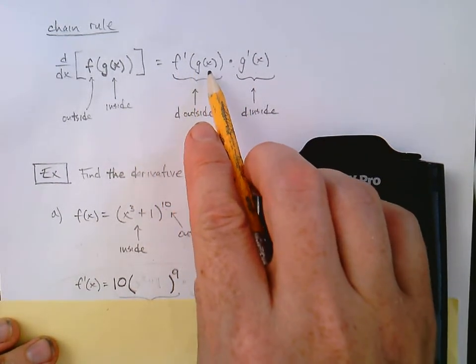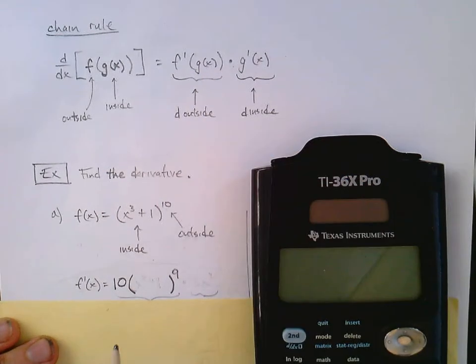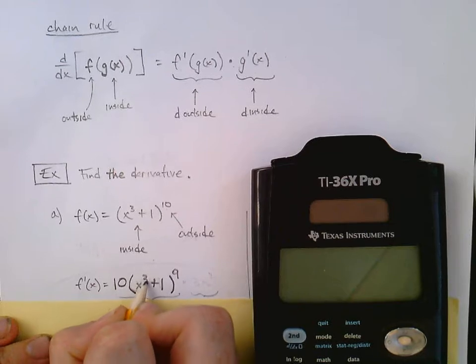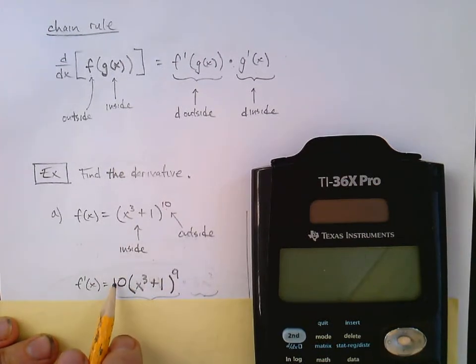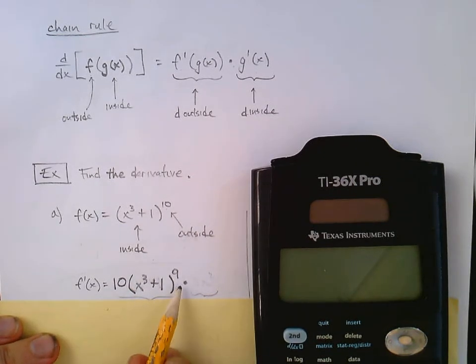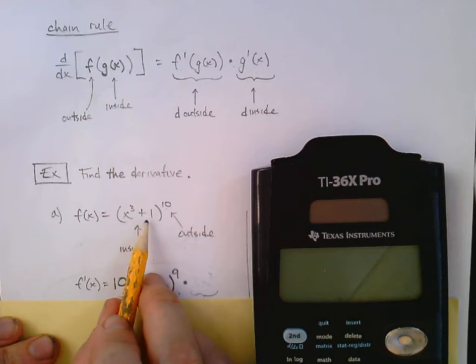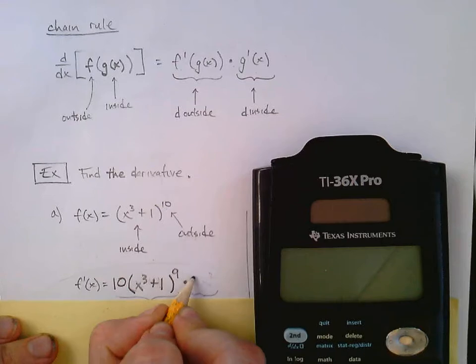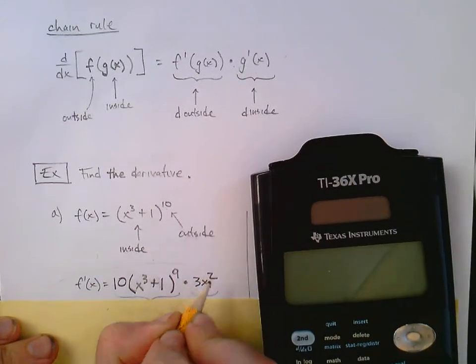But wait, it says inside of that is the original g. So what goes in these parentheses? Well, we just copy what is inside there for now. We don't change it, we just copy it. x to the third plus 1. So there's f prime of the original g. And then we'll say, okay, there's the derivative of the outside times, and now here's where we take the derivative of the inside, and the derivative of x to the third plus 1, you guys know, is 3x squared.